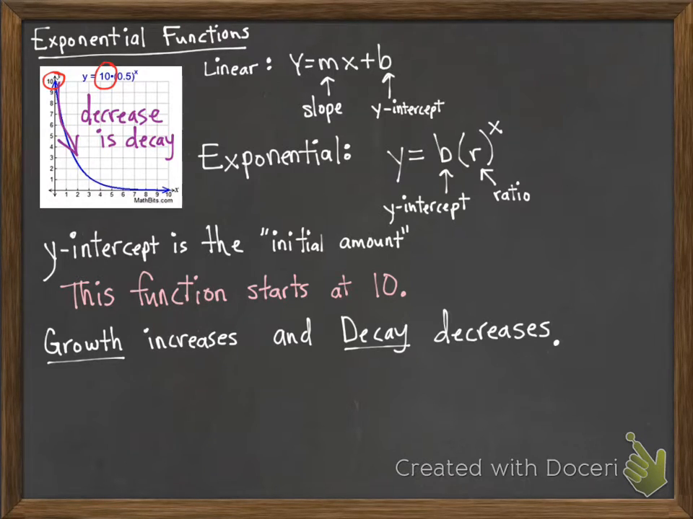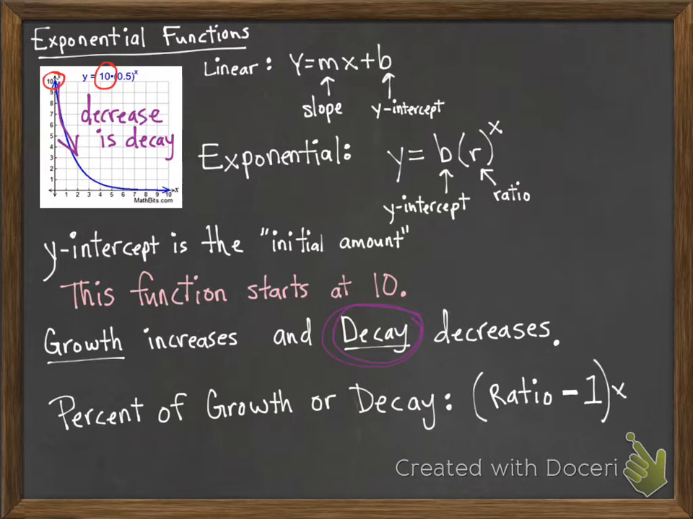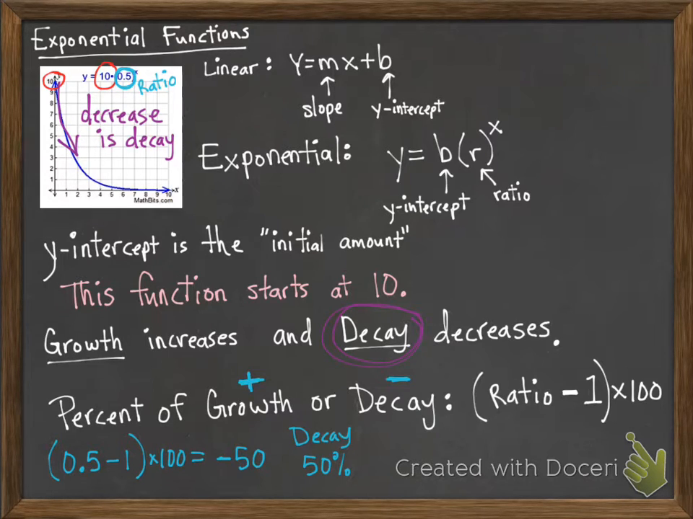Another way to look at the growth and decay is to use this formula to find the percent of growth or decay. We take the ratio, subtract 1, and multiply it by 100 since it's a percent. Since our ratio is 0.5 in the formula that we have for our example, we're going to take 0.5 minus 1 times 100, which equals -50. Since it's a negative number, that means this is decay, and 50 is for 50%. If this had been a positive number, it would have been a growth function.